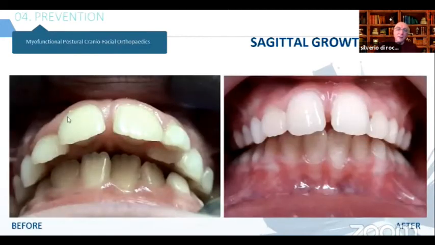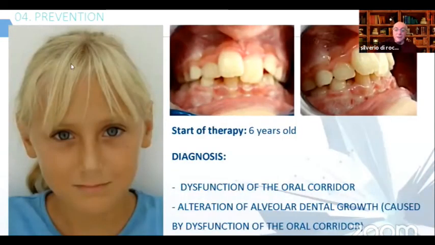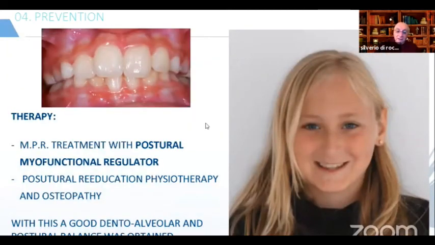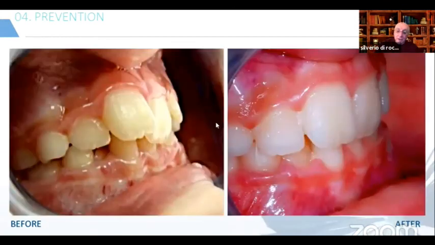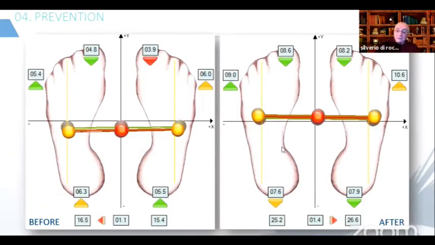Different patients who have problems, and we can resolve the problem at an early age. Patients who start the treatment very early with this craniofacial dysfunction and postural alteration, doing one specialty which is called craniofacial orthopedics. The changes are like this. The changes are better, without trauma. But not only local, the posture also. How the posture is changed before and after the treatment.